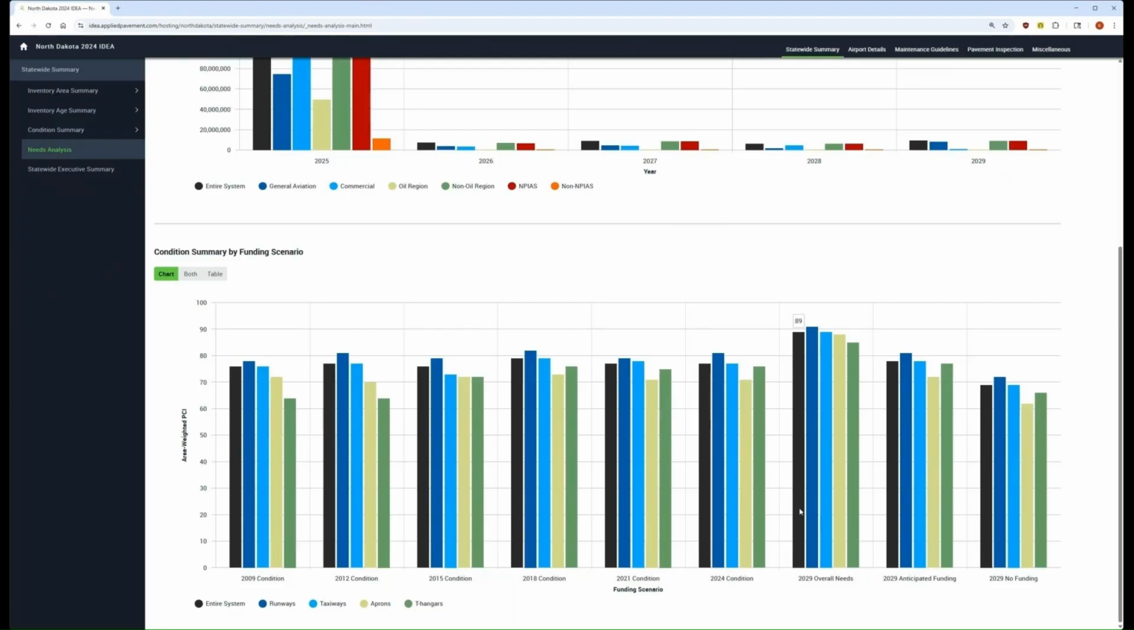The other aspect here is the anticipated condition under the 3 scenarios of analysis needs. We actually identified that if no money was used to maintain the pavements over the next 5 years, this PCI would drop from what is currently a 77 to a 69 for the entire system. So this is showing what will happen under the 3 analyzed funding scenarios, including what we analyzed as an anticipated annual funding scenario for the current pavements, which maintains the pavements relatively at their current condition.